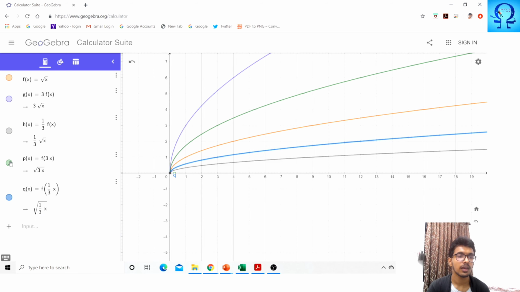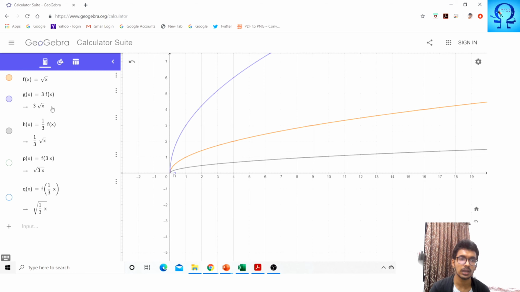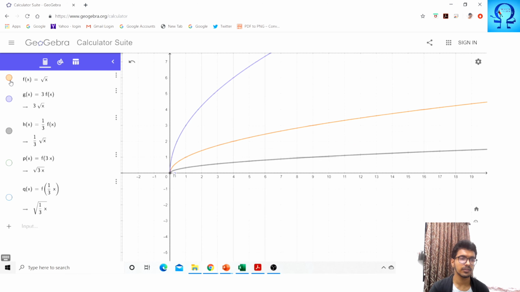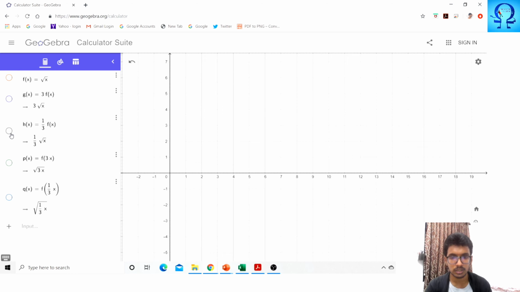When you multiply a quantity which is bigger than 1 to the function, it is stretching the graph, and when you divide that quantity, it is compressing the graph. Whereas here the reverse is happening. If you want, you may try with different functions. I think I can leave this as an exercise to you to check whether you are able to do it or not.